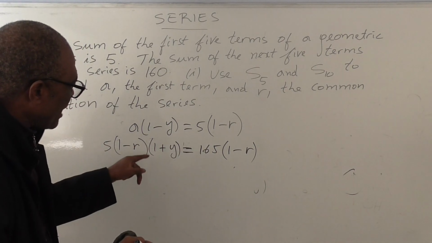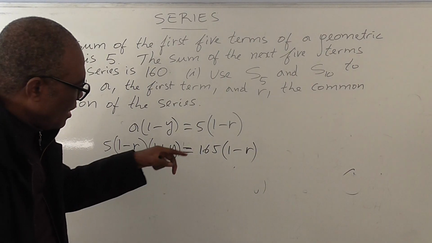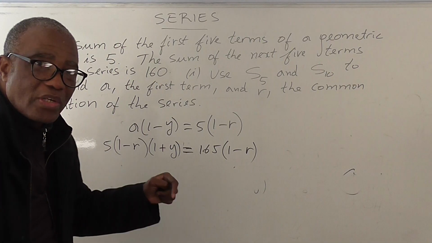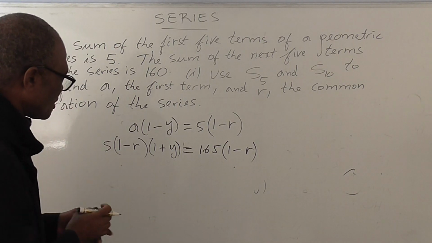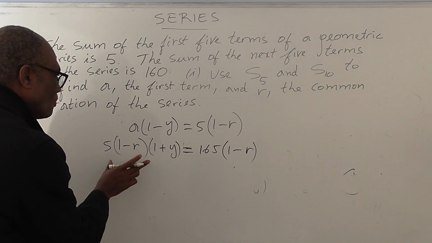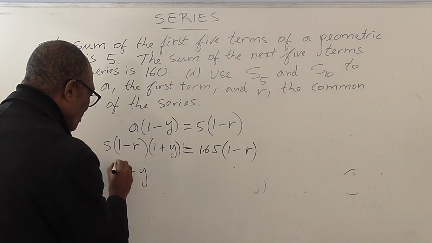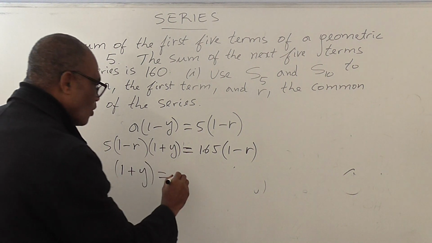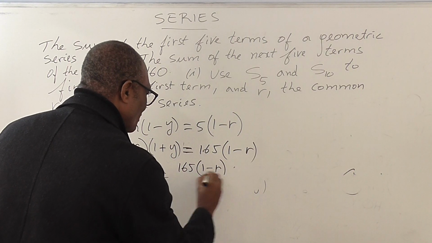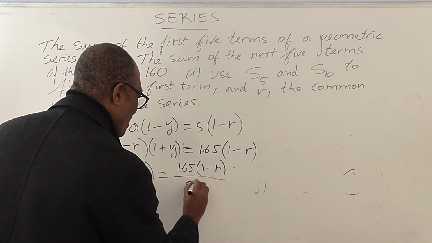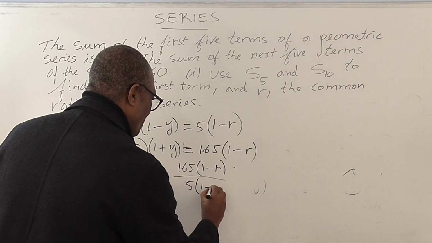Coming back to tell you that what we did now is simultaneous equation, but by substitution method. Okay, this is a substitution method. Now, I can write bracket 1 plus y is equal to 165 times (1 minus r) divided by 5 times (1 minus r).